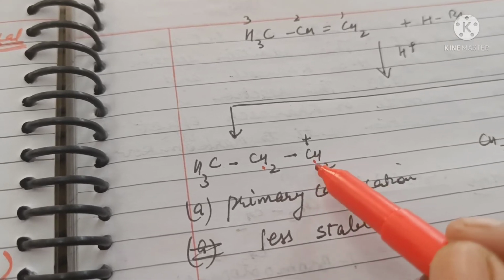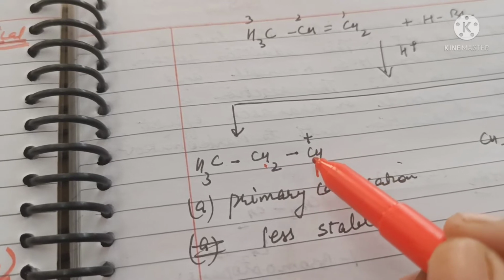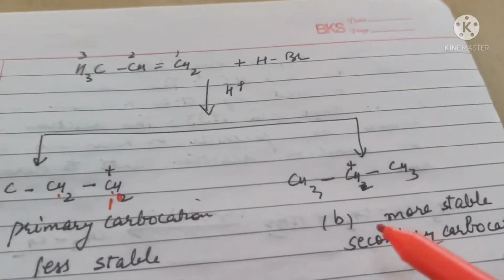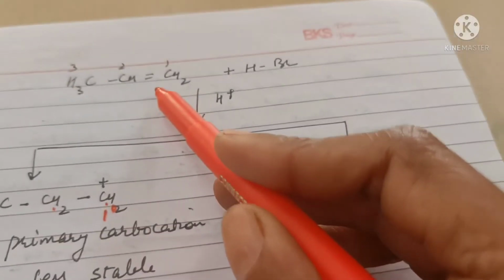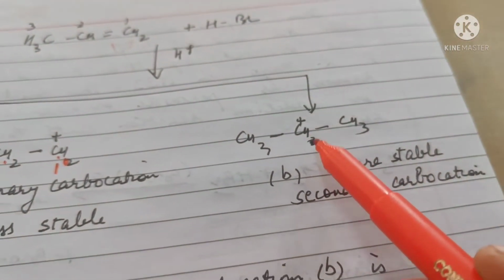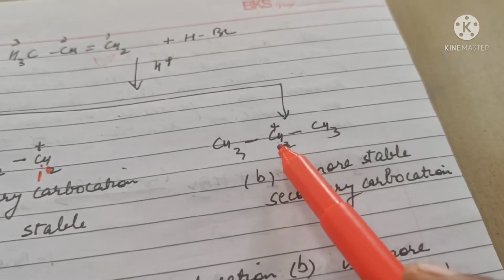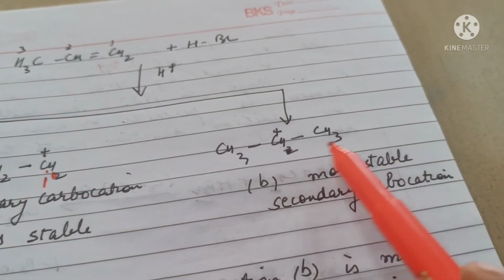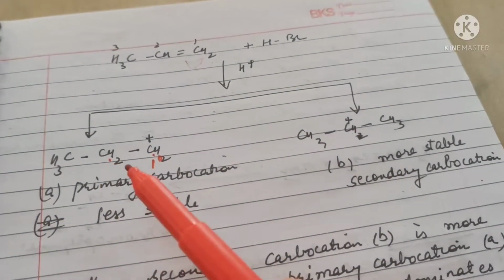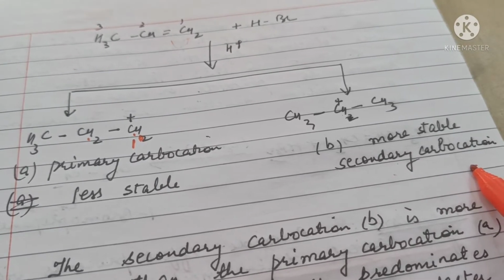In this case, a primary carbocation is formed. The positive charge resides on a carbon which is attached to only one other carbon atom. But in the other case, the electrons move here and H also gets attached here. Then the positive charge comes on the central carbon atom, and this kind of carbocation is a secondary carbocation. So two possibilities are there: a primary carbocation may be formed or a secondary carbocation may be formed.